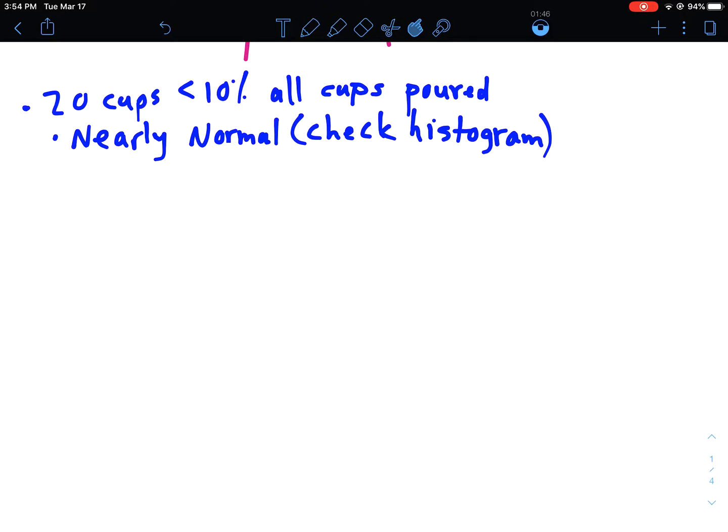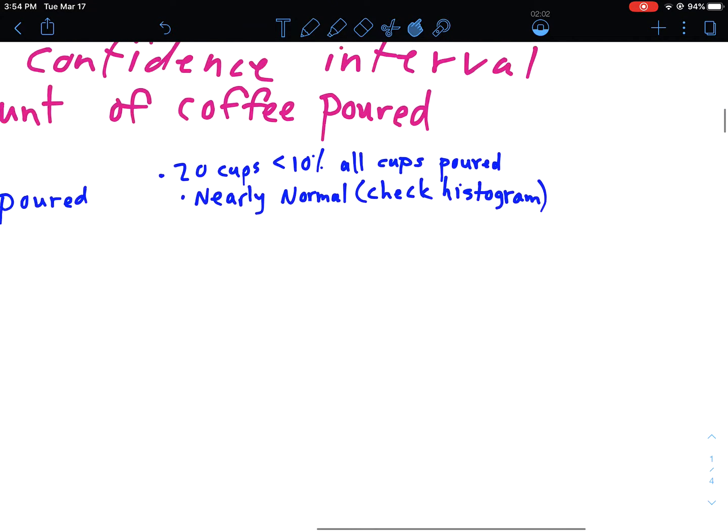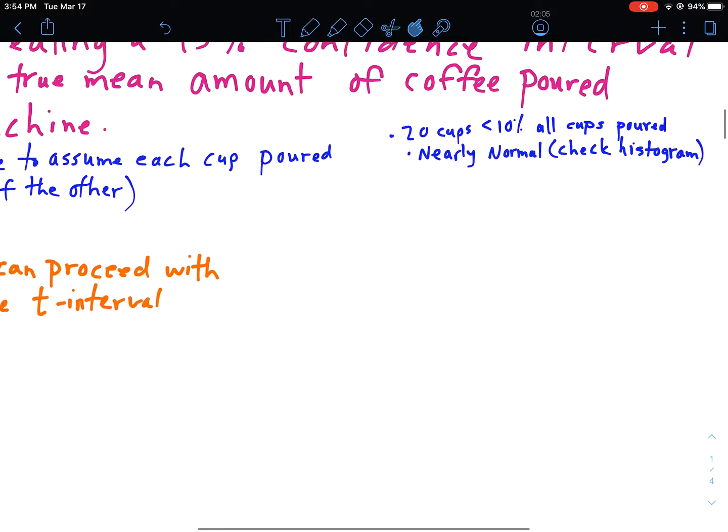Now, the nearly normal condition, that's the thing we talked about yesterday in the video, where you have to check a histogram of your data. The smaller the sample, the more normal it has to look. The larger the sample, the less important that is. So in this case, we're going to have to go check that out.